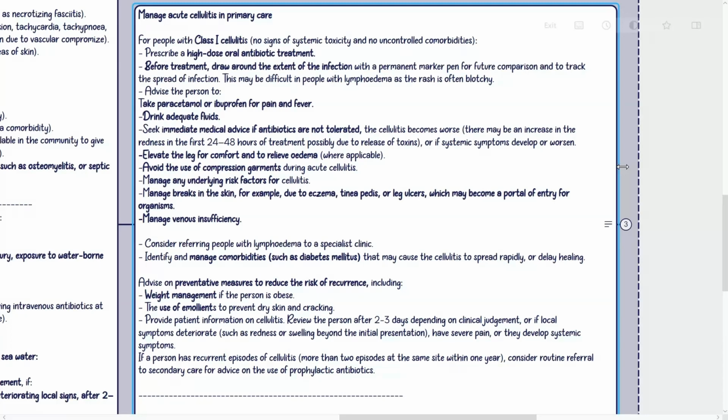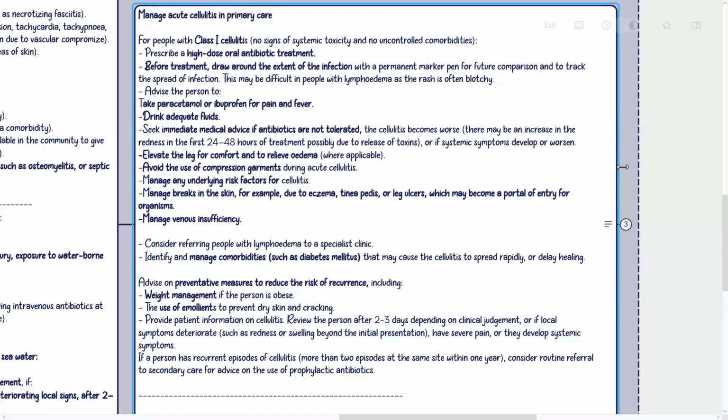Advise the person to take paracetamol or ibuprofen for pain and fever. Drink adequate fluids. Seek immediate medical advice if antibiotics are not tolerated, the cellulitis becomes worse, or if systemic symptoms develop or worsen. There may be an increase in the redness in the first 24 to 48 hours of treatment, possibly due to release of toxins. Elevate the leg for comfort and to relieve edema where applicable. Avoid the use of compression garments during acute cellulitis.